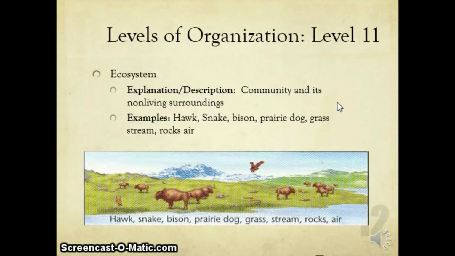When we put that community together with all of the non-living things in that environment, we then have an ecosystem, which is level 11. So we take our populations of hawks, snakes, bison, prairie dogs, and grass, and we now combine that with the stream that's going through the area, the air, the rocks on the mountains, all of those things that are non-living. When we combine them with all the living things, we now have an ecosystem.